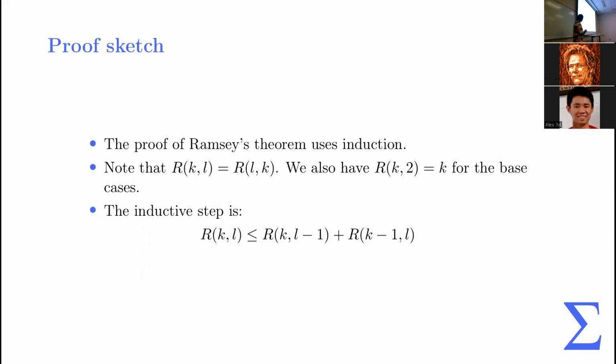So continuing on, R(k,2) equals k. Can anyone guess why this is true? Can anyone unravel that, figure out what this means?